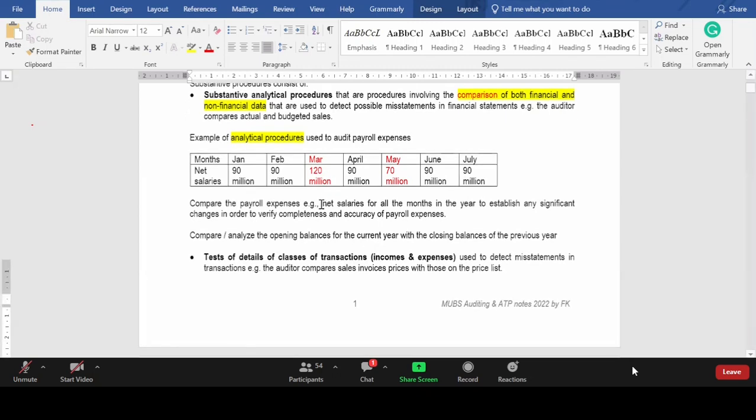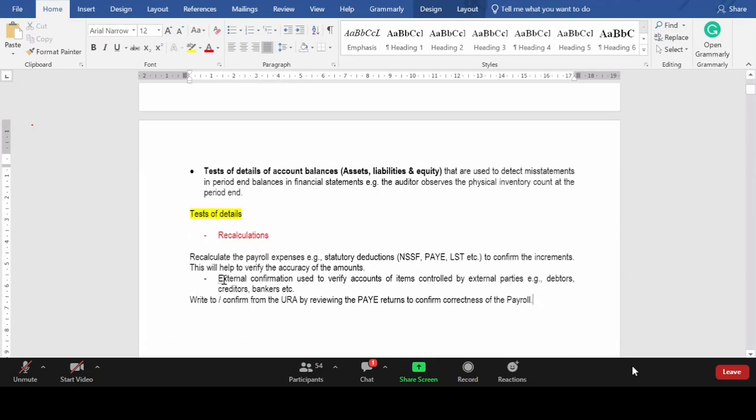You get it? So external confirmations, we are confirming from somebody who is outside the organization. There's an external party we are confirming from. For payroll, you can confirm the external party is URA, we can confirm from them. Because URA always will file returns for payee every month, and they have the records in their system. So we just download from there, or you can even write to them physically, you get it.